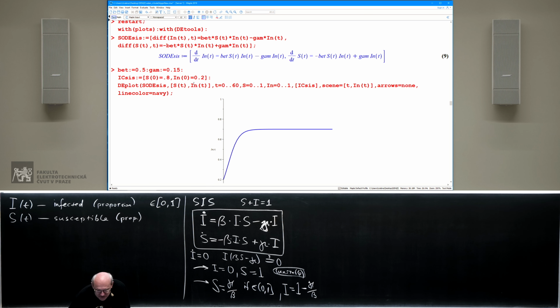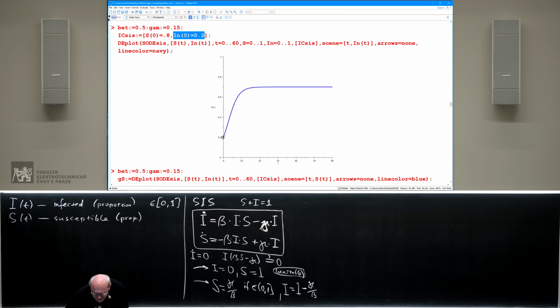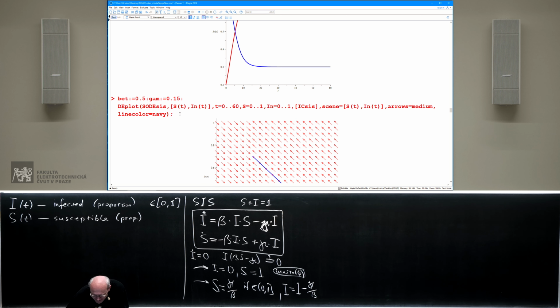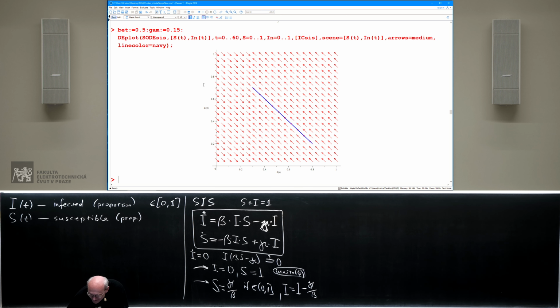So the initial conditions are that the number of susceptible people is 0.8, so 80% of people are healthy, and 20% of people are infected. And you can see it over here. We start at 0.2 proportion of infected. Now let's find it in the orbit picture. Let me run it again.